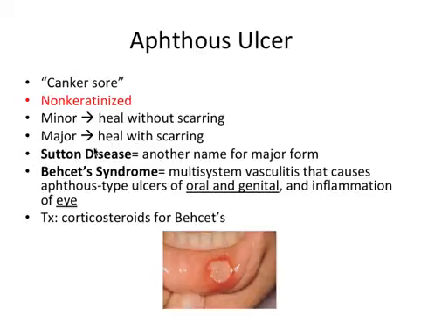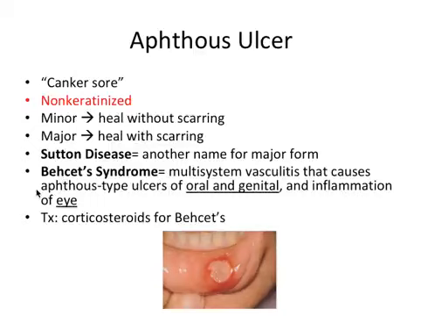So we have different sizes. Like I said, this one's a pretty sizable one. There's a minor form, which would heal without scarring, and a major form, which would heal with scarring. So that's just an easy thing to commit to memory there. Sutton disease is another name for the major form, the larger aphthous ulcers. And we have another syndrome here.